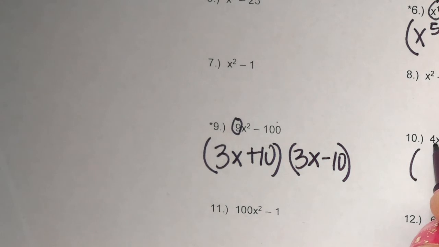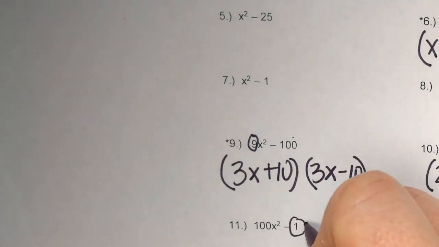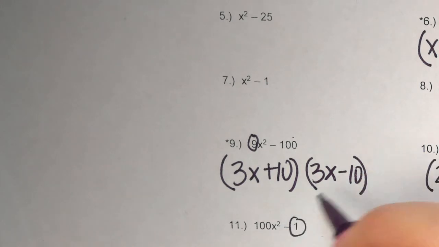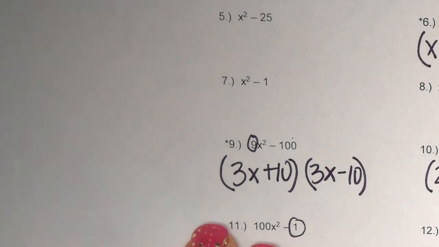What times what would equal 4x squared? 2x, 2x, plus, minus, 5, 5. And then let's skip 11. I want you to see if you could do that one on your own. Don't get confused with this 1, because what times what equals 1? 1. Okay, and then you can figure out the 100x squared part. Do number 11 on your own, but let's end here with number 12.